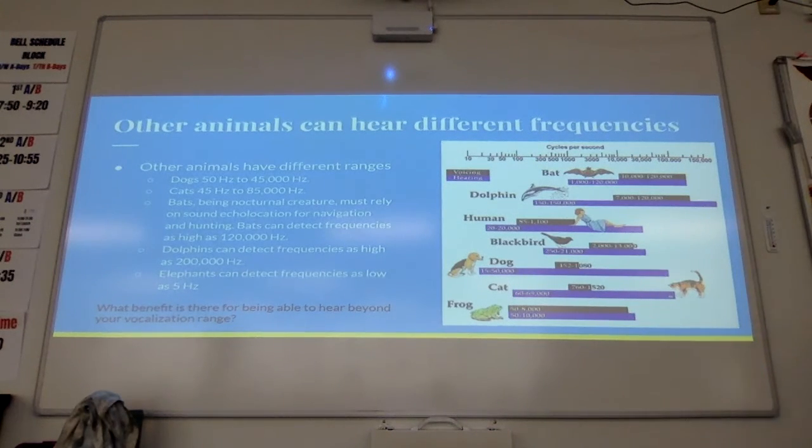Cats have an even wider range than dogs. They can hear even higher pitches. So like a dog whistle is a whistle that we can't hear, but your dog can. It's a higher frequency. Bats, being nocturnal, create and rely on echolocation, and so they can use frequencies up to 120,000 hertz.